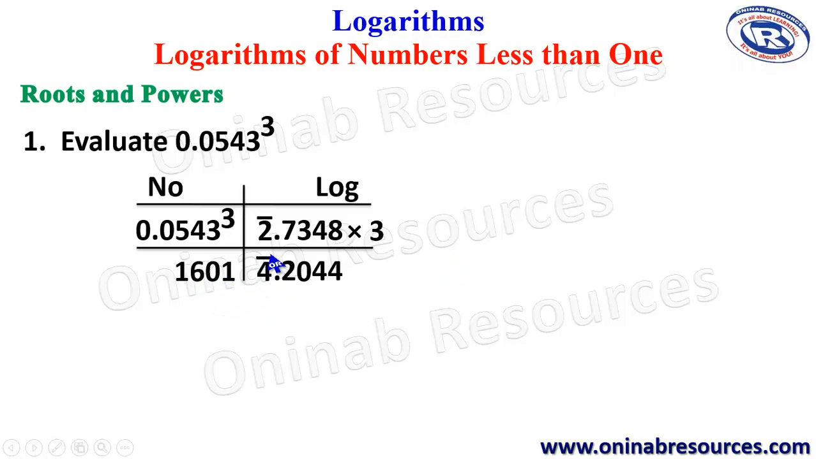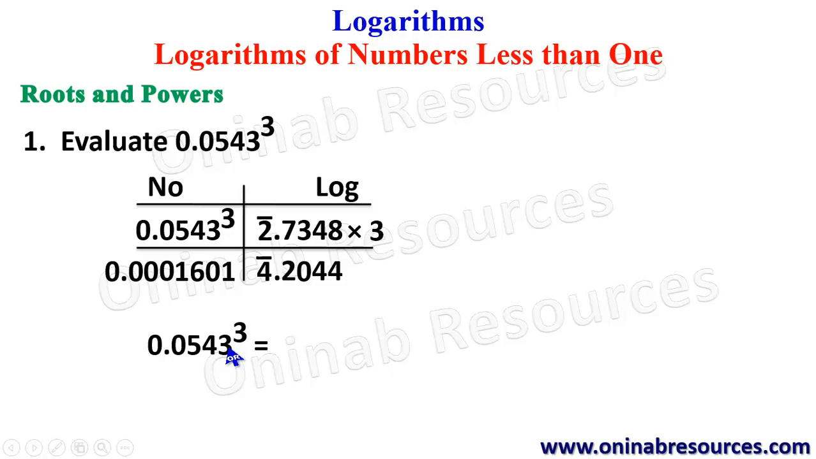Then we come back to this bar 4. We are going to add 1 to it. Bar 4 means negative 4 plus 1 gives negative 3, which means we are going to have 3 zeros after the decimal point. So we add the point and then add 3 zeros after it, so that our final answer now is 0.0001601. So that is 0.0543 raised to power 3 is 0.0001601. And that's all for problem 1.